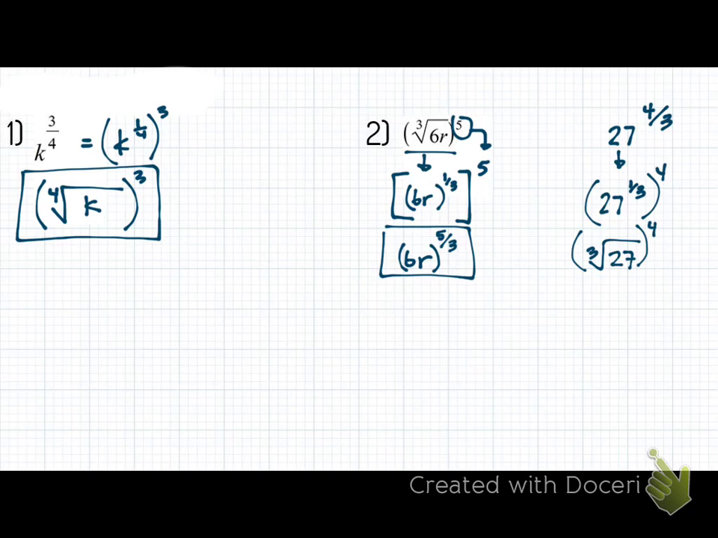What's the cube root of 27? 3, right? 3 times 3 times 3 is 27, right? So then we would say this is the same thing as 3 to the 4th. What's 3 to the 4th? What's 3 times 3 times 3 times 3? 81. So I could look at this whole original problem and jump down to 81. Does that make sense?